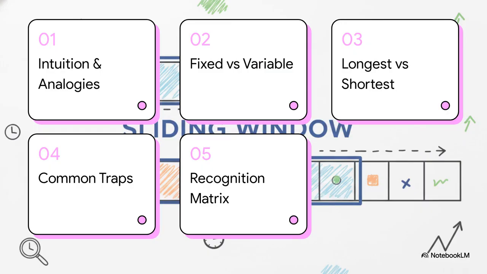So here's our roadmap for this explainer. We're going to start with the core intuition and some real-world analogies. Then we'll break down fixed versus variable windows, tackle the tricky longest versus shortest logic, cover those super common interview traps, and finally, lock in the ultimate pattern recognition matrix.